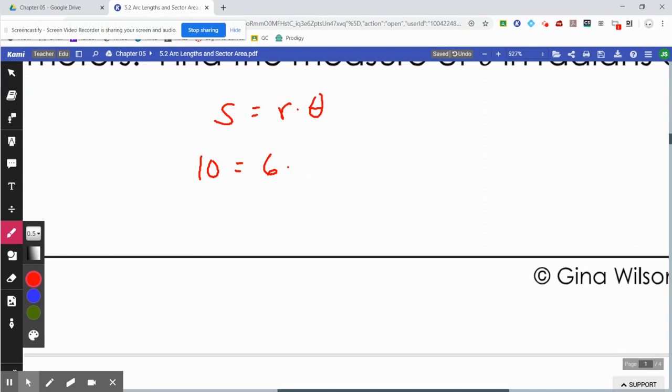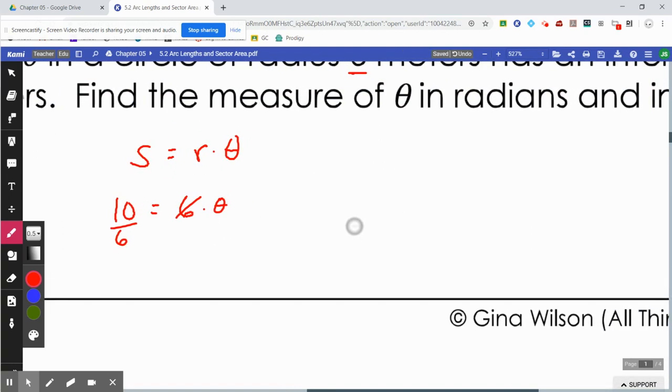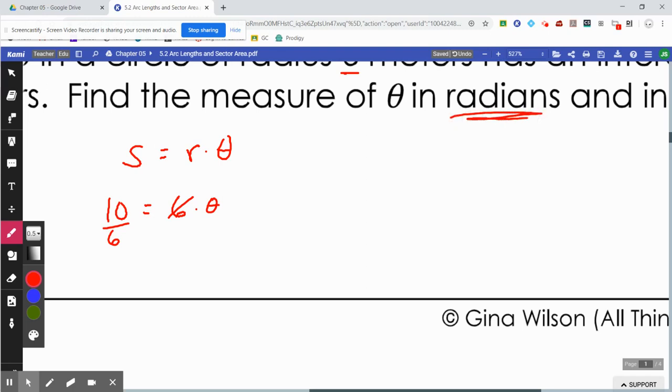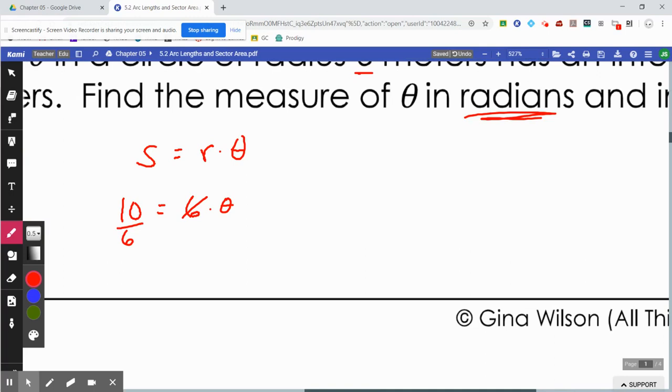Let me draw that a little bit better. It's very easy. Just solve the equation. And you get theta is 10 over 6. Now that theta is going to be in radians. So you've got to find the measure of theta in radians and in degrees. So we've got it in radians here, 10 divided by 6. Keep in mind, this formula deals with radians. So whether you're plugging an angle in, you've got to plug in radians. When you solve for it, it's going to solve in radians.